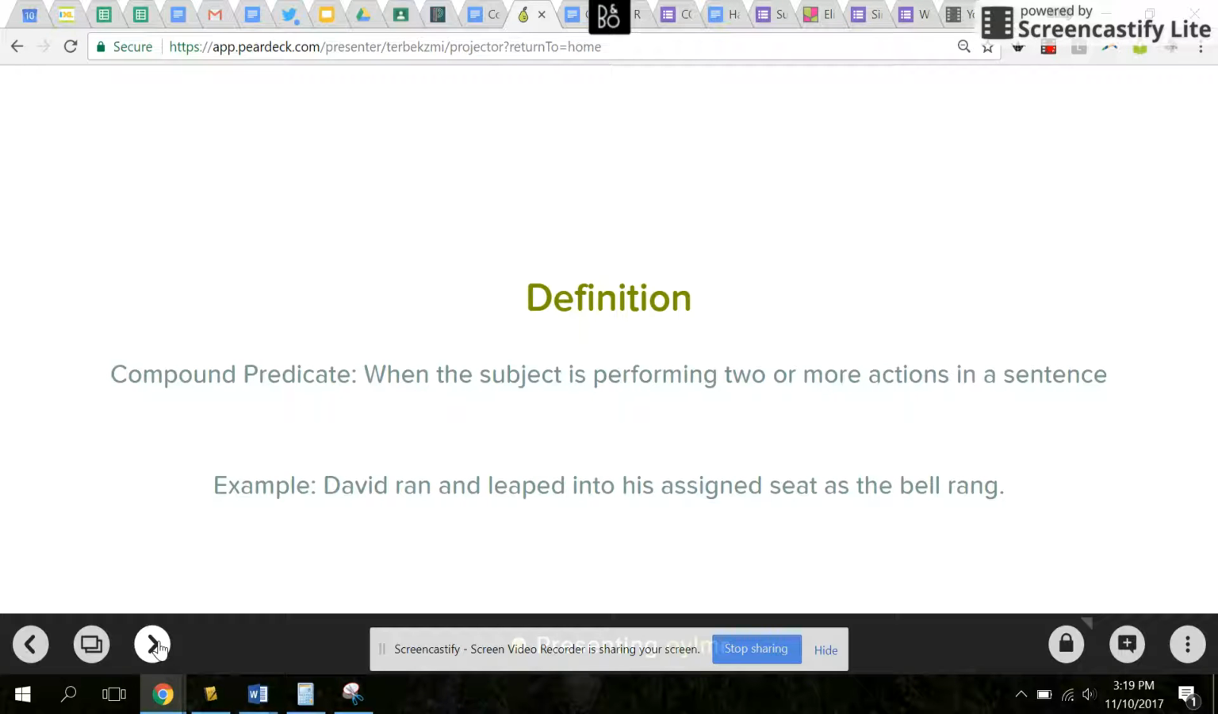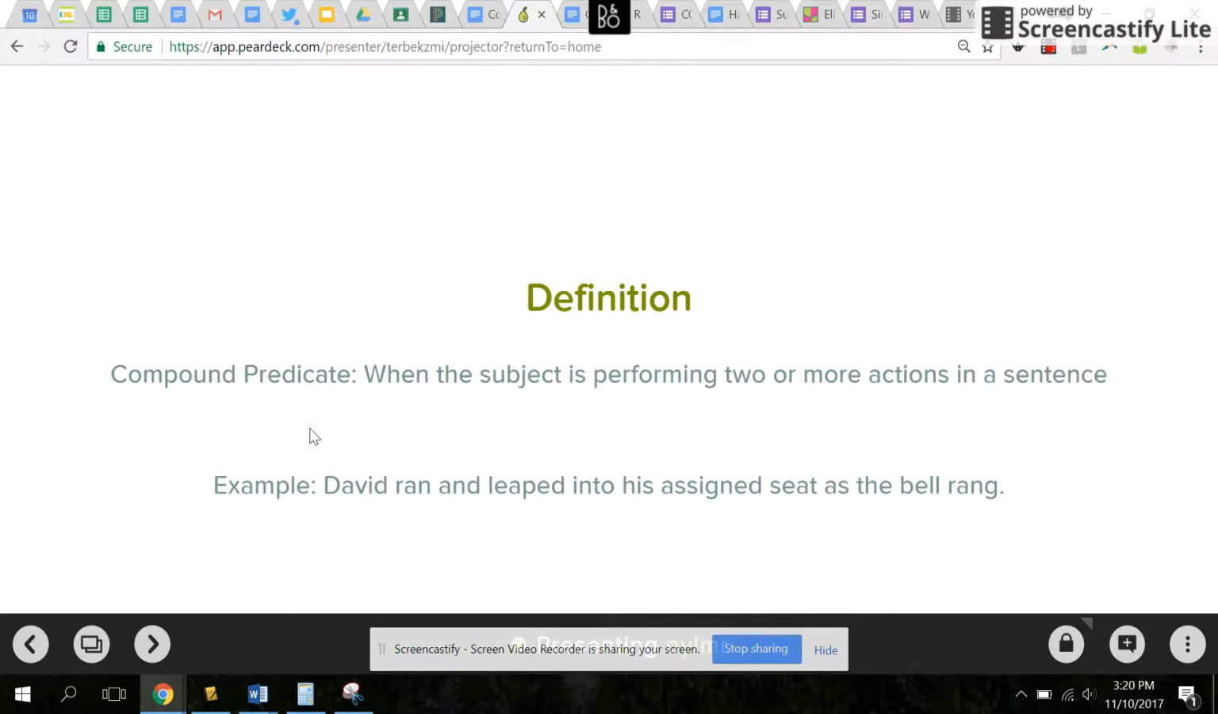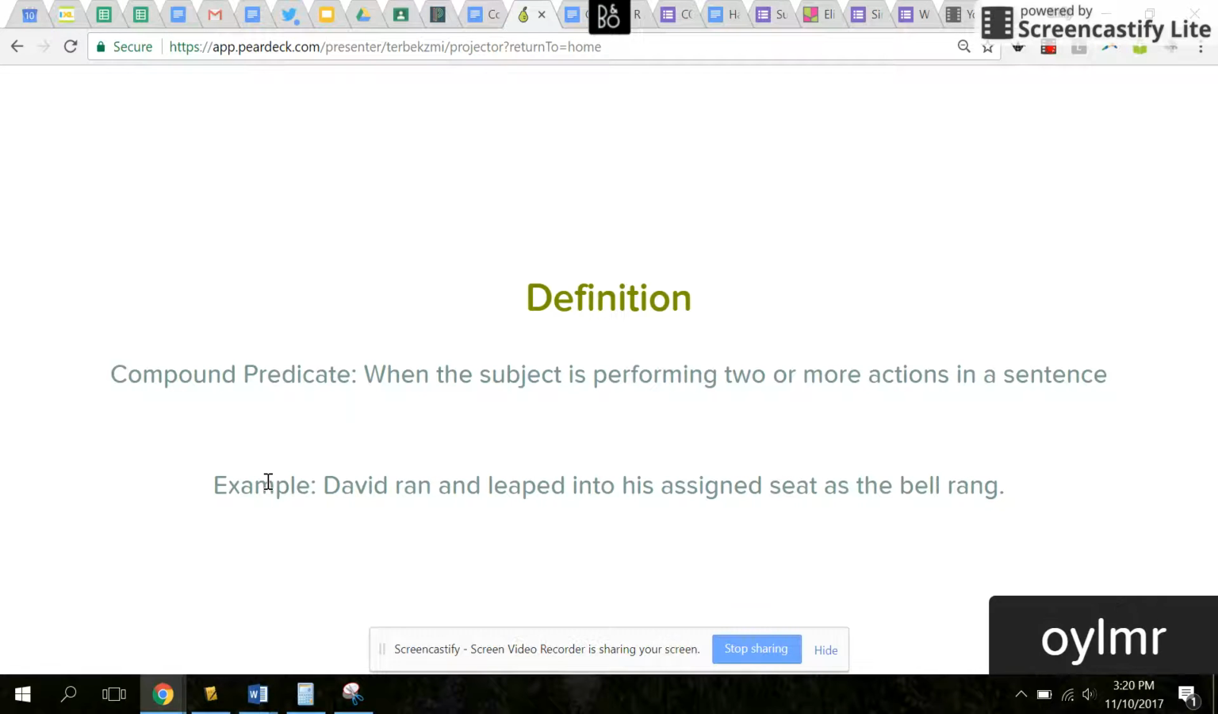All right, a compound predicate is when the subject is performing two or more actions in a sentence. So it's kind of opposite. So our example for this one is, David ran and leapt into his assigned seat as the bell rang. So David is our subject, and he's actually doing two actions. He's running and leaping into his assigned seat.